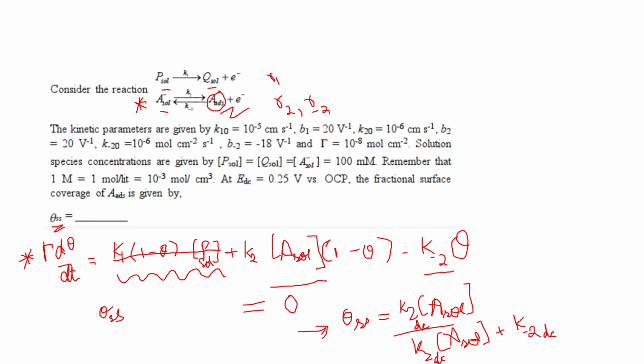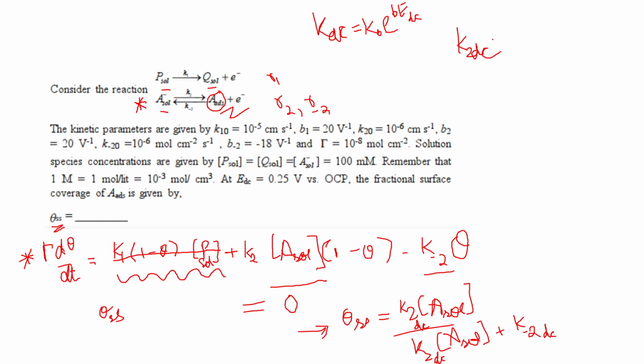Now the question is, you're supposed to find theta 2 SS. So you should know all the parameters. The first one is K2 DC. How is KDC related? What is the formula for KDC? K10 e raised to the power B1 E DC. Yeah, so there is a formula. Everyone knows the formula. You know everything, you just have to substitute. So let's start with each one.